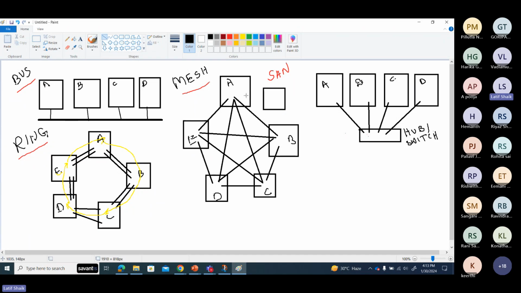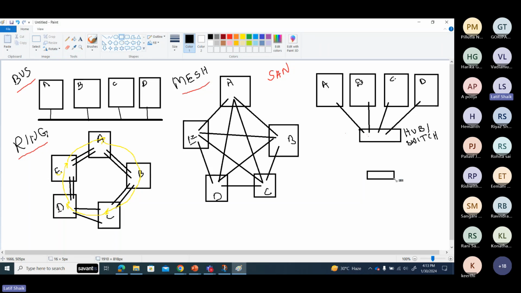In a mesh topology, if I add one more device, again I have to go to each and every system, configure it and connect all these things. See how complex it is to scale. It's very difficult to scale, but this is very easy to scale.